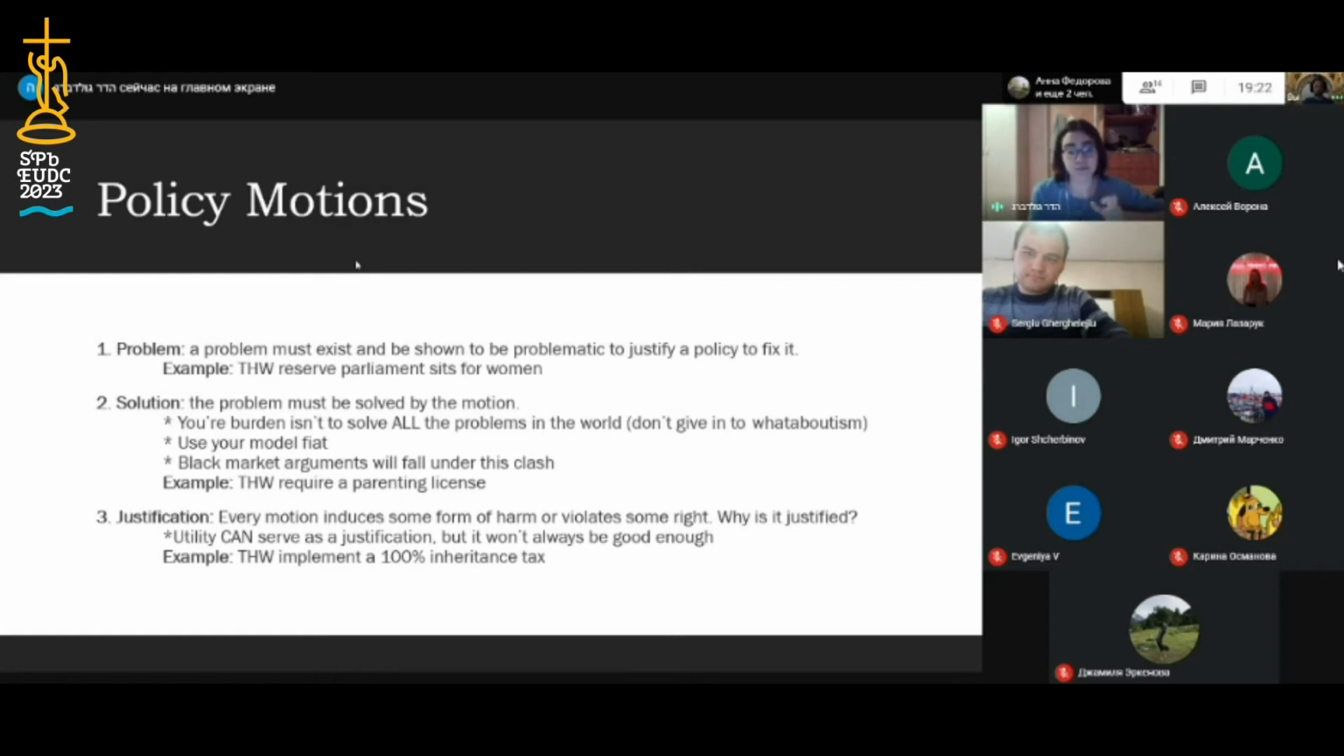Let's start with the first. What will opposition claim is unjustified? Why does opposition think the government claim is unjustified? What is going to be our justification burden? What is opposition going to tell us that is unjust in this motion? I mean, quite a lot of things.